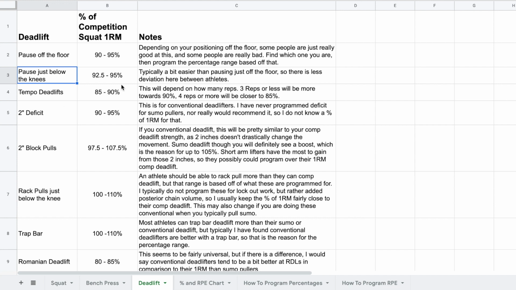And then same thing with pause just below the knees. If we're pausing just below the knees or off the floor, usually that's to pinpoint a certain position within the movement where we are struggling and trying to improve. So typically I see around 90 to 95%, or 92.5 to 95%, with the off the floor versus the just below the knees. Tempo deadlifts, very similar to some other tempo things I said. That's going to be very rep dependent.